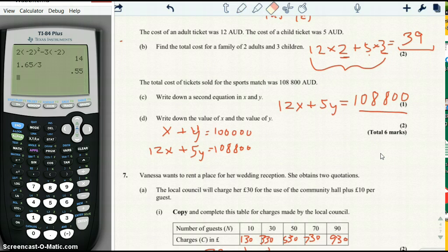In this case, we're just going to leave those as variables. So we know that the adults is X and we know the children is Y. So we'll rewrite this as 12X plus 5Y. And that all adds up to 108,800. So we have one equation from there, and we have one equation from before, X plus Y equals 10,000. I'm sorry, this I wrote wrong. It should be 10,000, not 100,000, right?